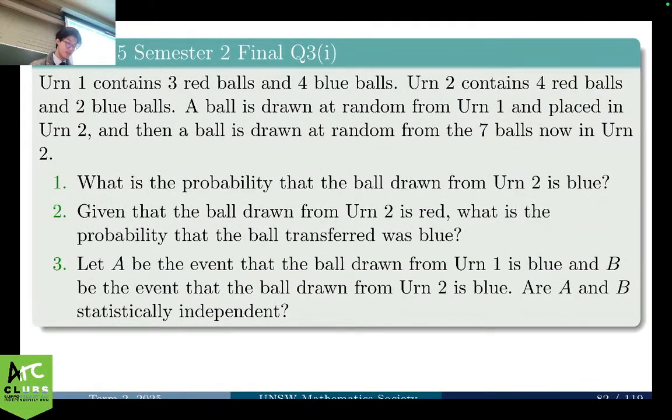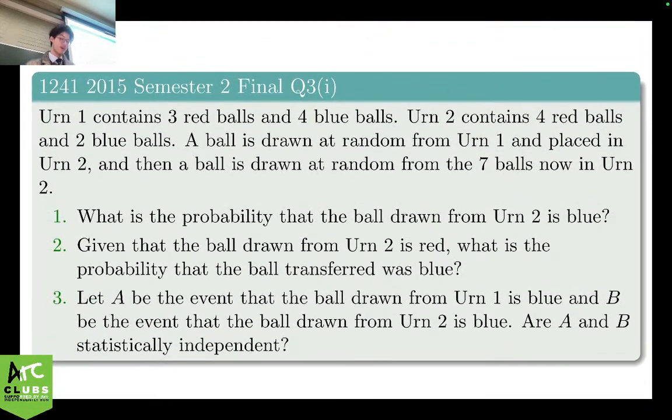Moving on to this question. This is from a final. So we have urn 1 containing 3 red balls and 4 blue balls. Urn 2 contains 4 red balls and 2 blue balls. And a ball is drawn at random from urn 1 and placed in urn 2. And then a ball is drawn at random from the 7 balls now in urn 2. Firstly, what is the probability that the ball drawn from urn 2 is blue?